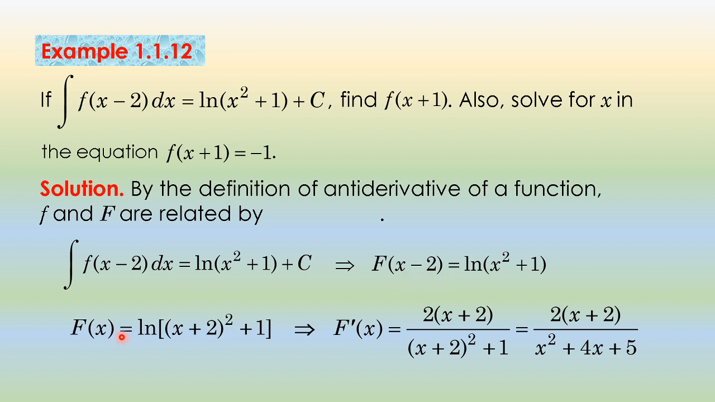Now from this, we can now determine the big F of x. To determine the big F of x from here, we replace x by x plus 2. Replacing x here by x plus 2, we get ln of the quantity x plus 2, quantity squared, plus 1. So again, we replace x here by x plus 2, if we want to solve for f of x, knowing that f of x minus 2 is equal to ln of x squared plus 1.